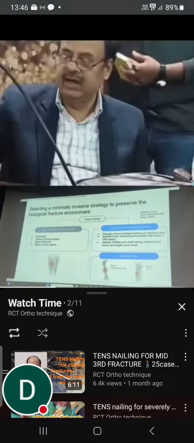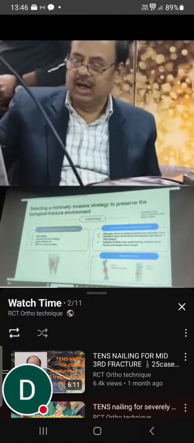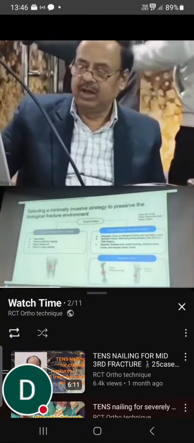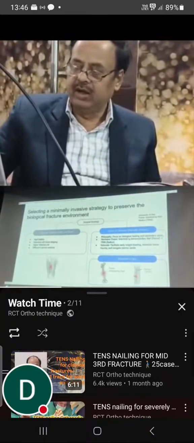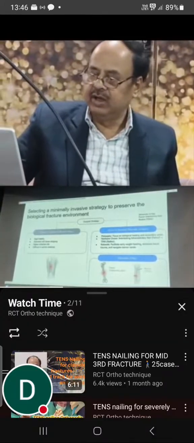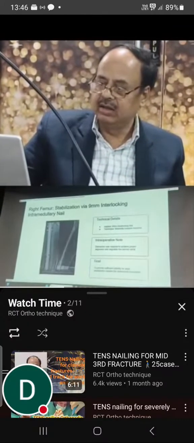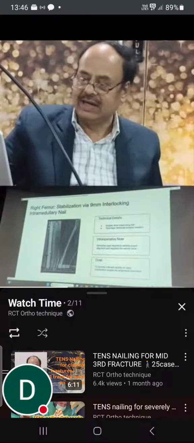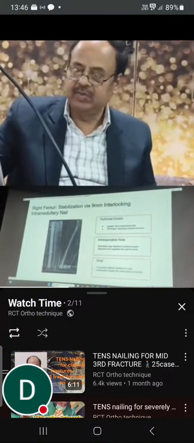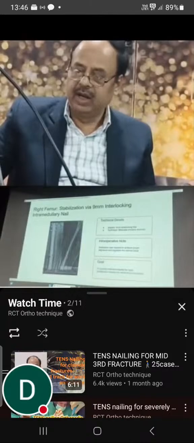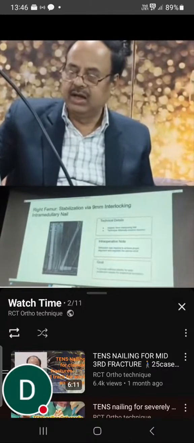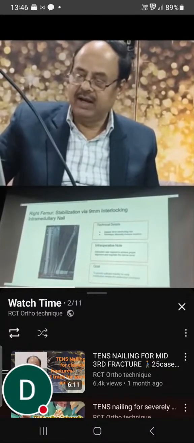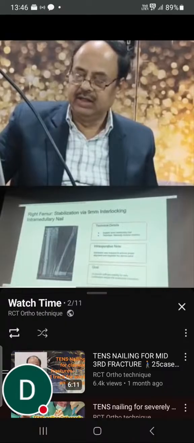So we did it because it is minimally invasive, and periosteal and endosteal blood supply are maintained in both fractures. Interlocking nailing was done in the shaft of femur, and only a 9 millimeter nail could be negotiated because of the narrow medullary canal. So there is slight distraction, as you can see in this picture. But we did locking; it was difficult nailing.